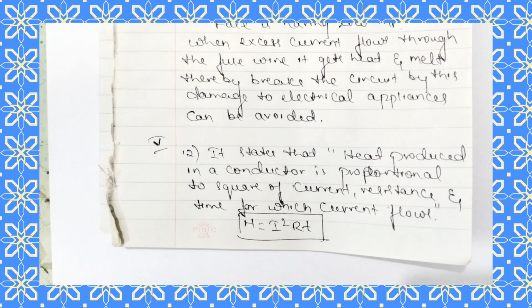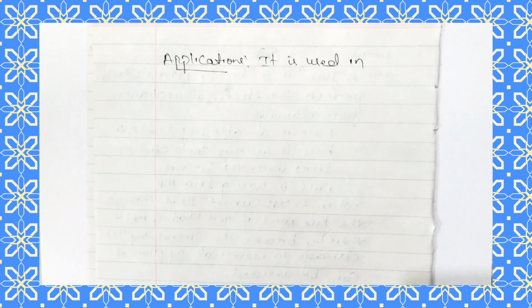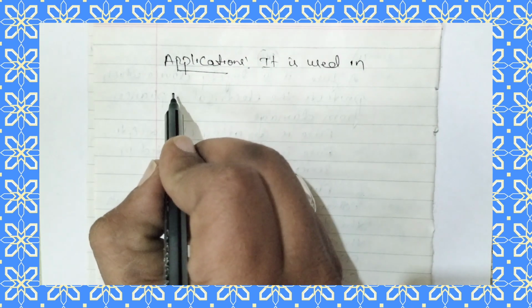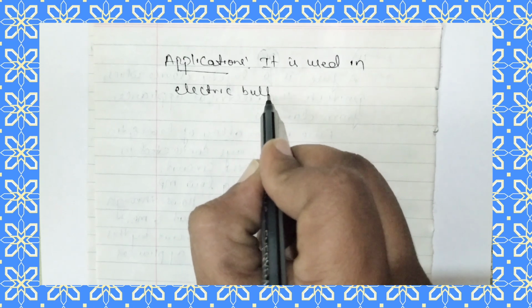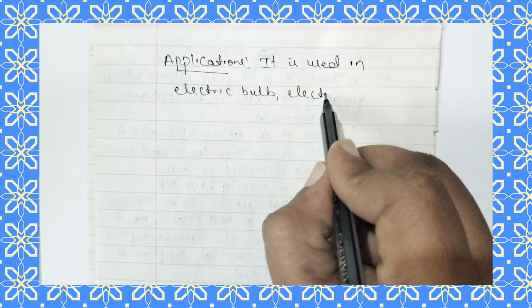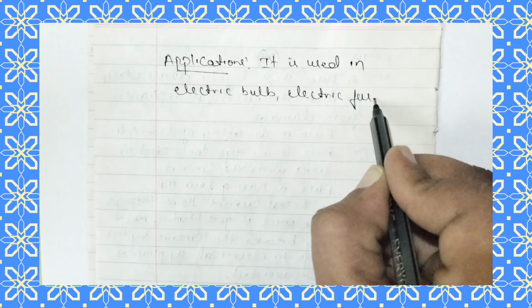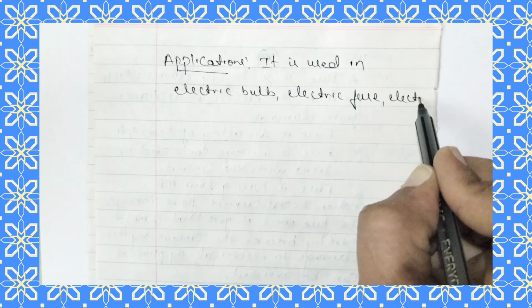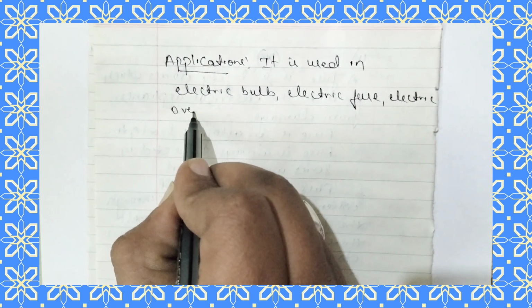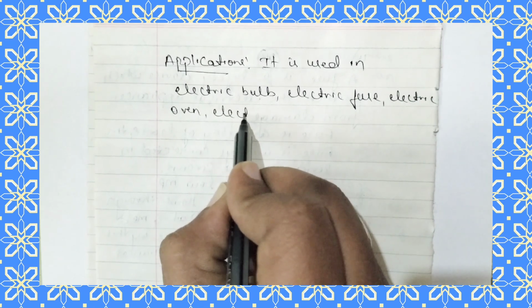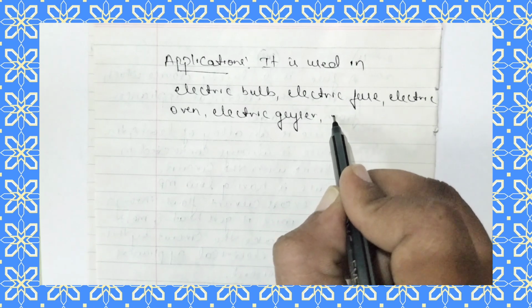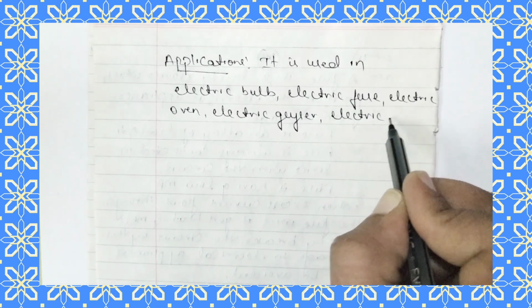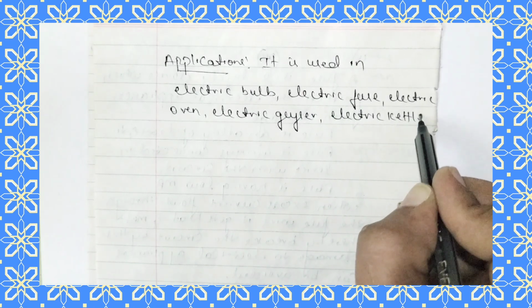Then what are the applications of Joule's law? So let us make a list of applications of Joule's law. It is used in electric bulb, electric fuse, electric oven, electric geyser, electric kettle, etc.